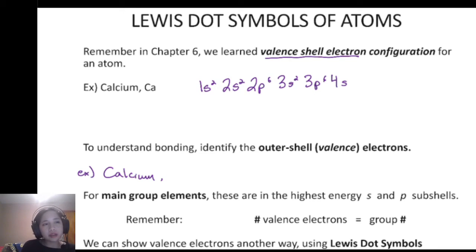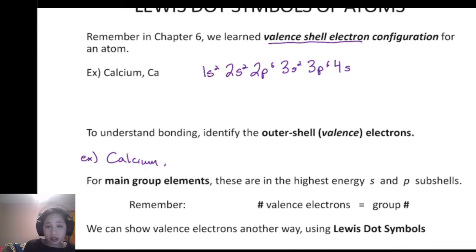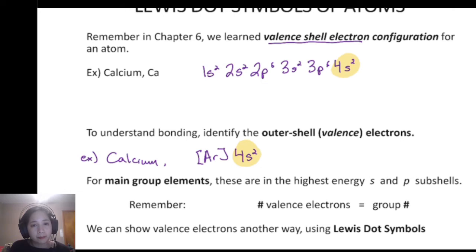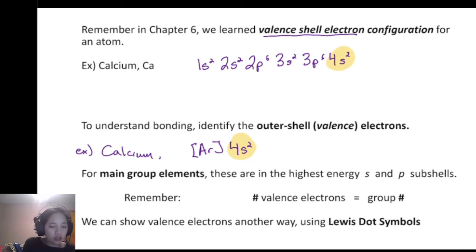Again, I only really care about the valence shell electrons. We can rewrite it using the shorthand noble gas configuration, and then we can very easily see the outer shell valence electrons. For calcium, it would be argon 4s2. In both cases, our valence shell electrons are these 4s electrons. Valence shell means all electrons outside the noble gas configuration.